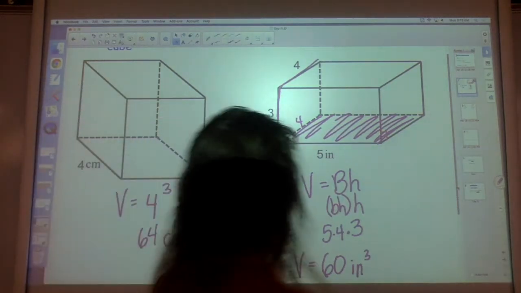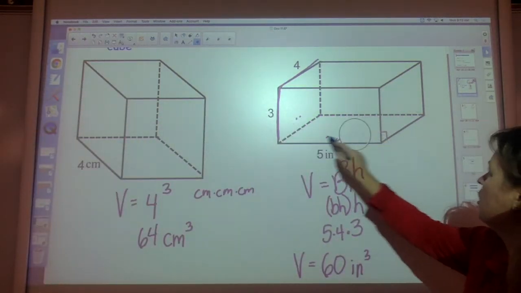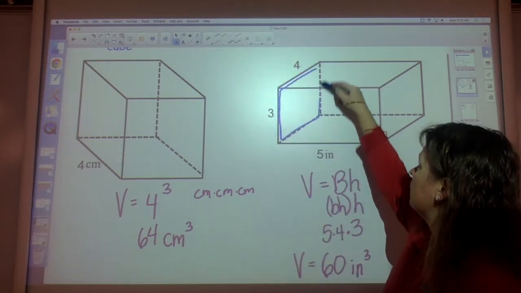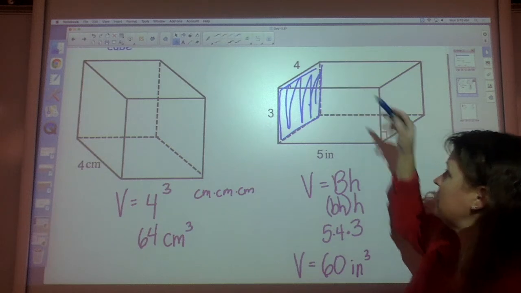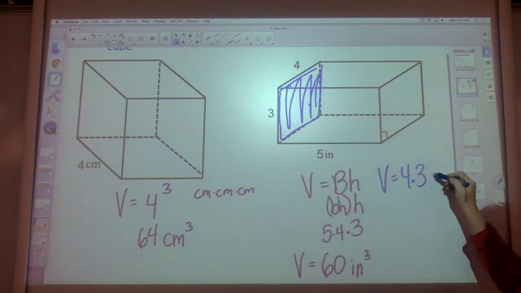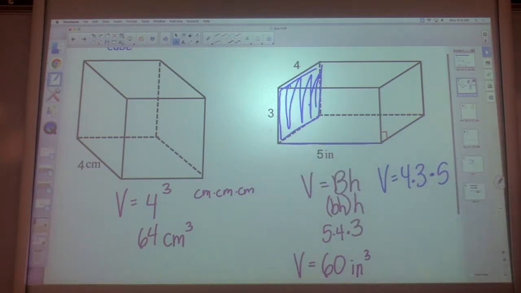The volume shouldn't change. So if somebody else took this same diagram and said, nope, I'm going to use this as my base, 4 by 3, that's my base because I'm going to turn it sideways. Then you would take 4 by 3. But the height would then be 5, the distance between the two bases. So you'd end up with 60 cubic inches.